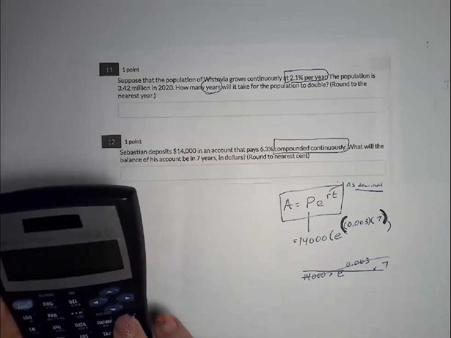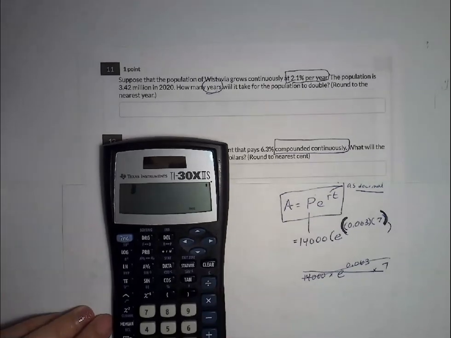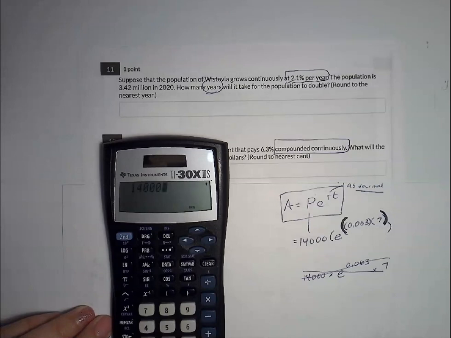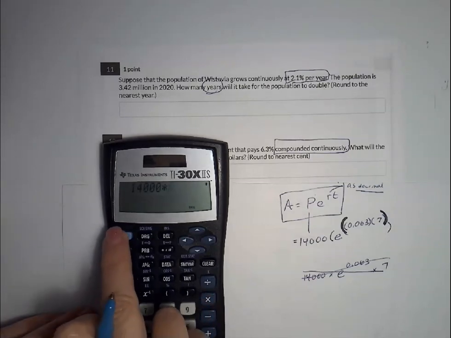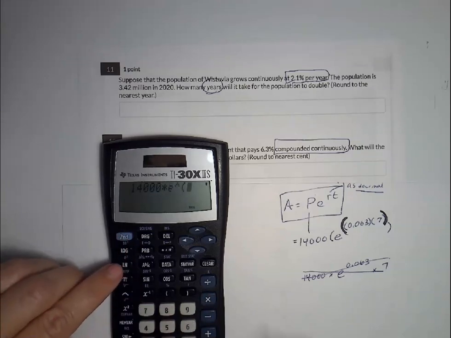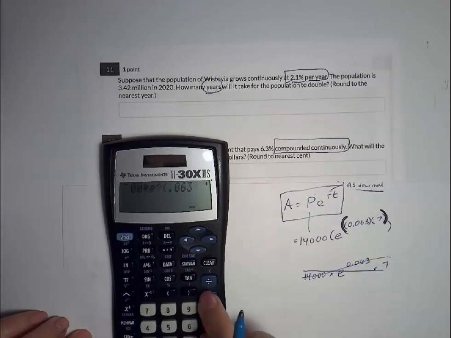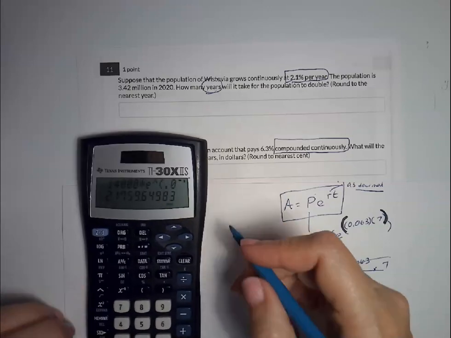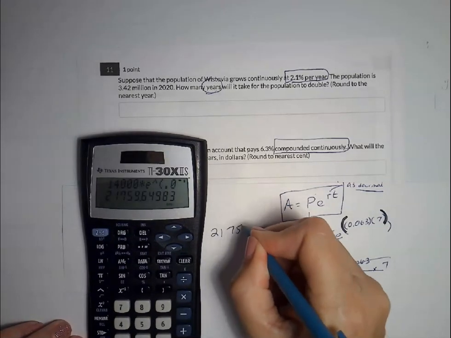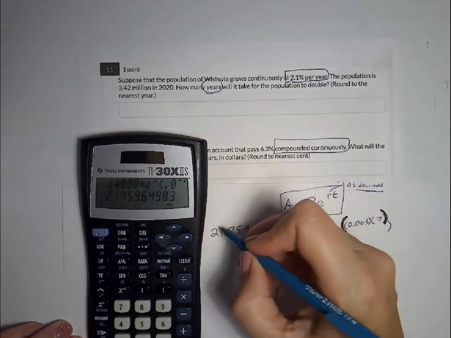Let me do that again. I skipped the E, sorry. Let me try that again. 14,000, okay? And then times E, so I want to go second, and then over here where the ln button is, that's E. So E raised to the 0.063 times 7. And I get 21,759.65. I'm rounding to the nearest cent.